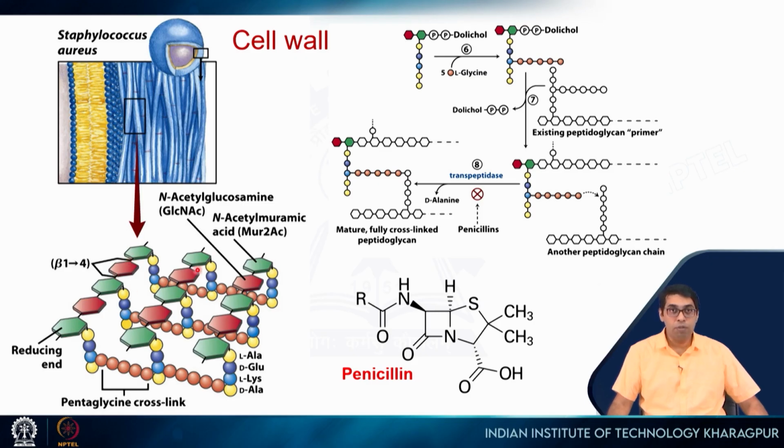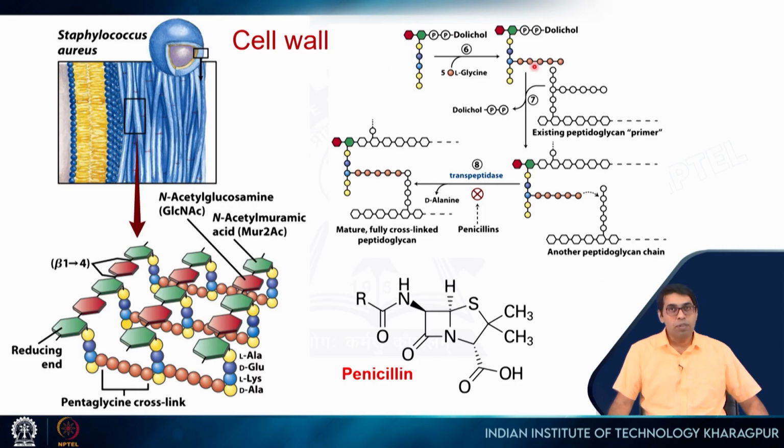So, one chain is here, one chain is here, one chain is here, right. You can think of it like a fence where we have these wires, but then you have to connect those wires, right. So, you have to cross-link those wires, and that is done by this polypeptide chain. This is a pentaglycine and these are 4 amino acids which are L-alanine, D-glutamic acid, L-lysine and D-alanine, right. Just see that here the D form of the amino acids is used.